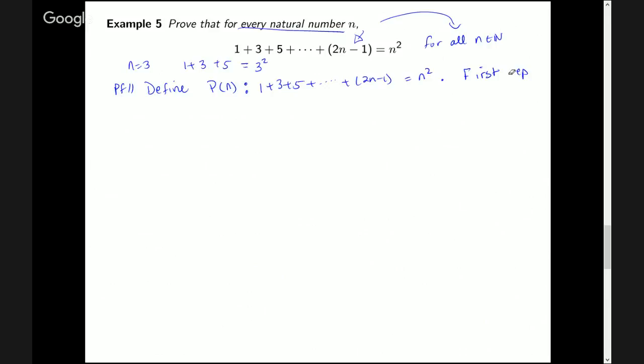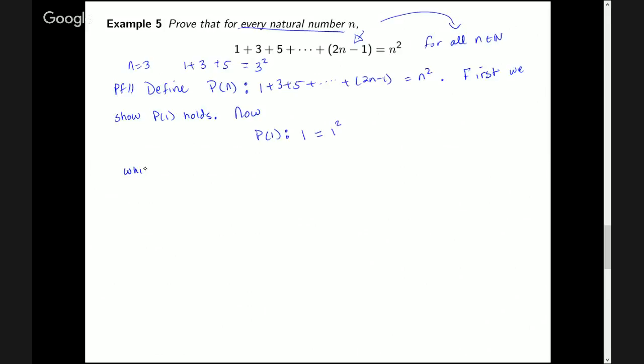So the first thing that we're going to do is show that P of 1 is true. Now let's just look at this statement, P of 1. P of 1 would be what? If you plug in n equals 1 here, you have 1. So it's 1 added up to just 1, so that's going to be 1 on that side. And what is it on the other side? 1 squared, which is also equal to 1. So P of 1 is that statement.